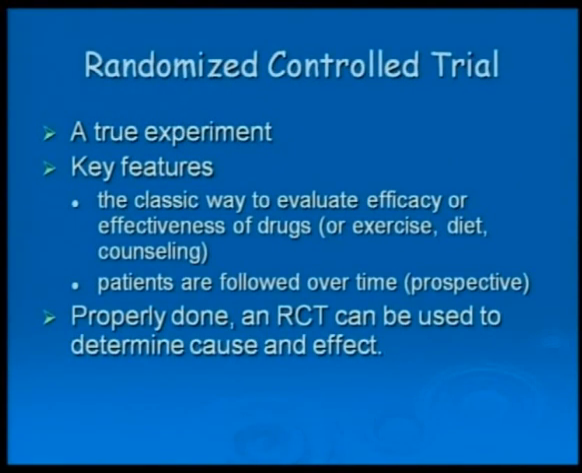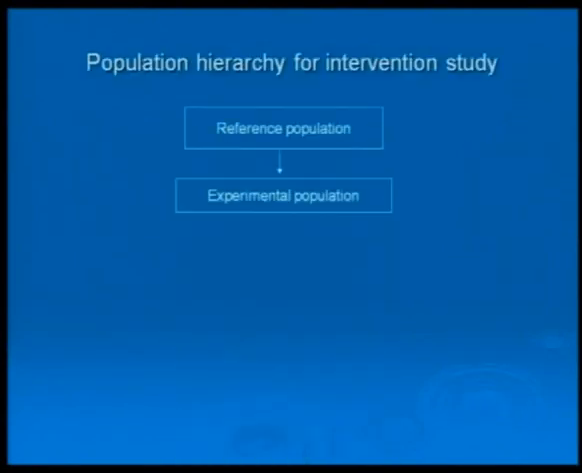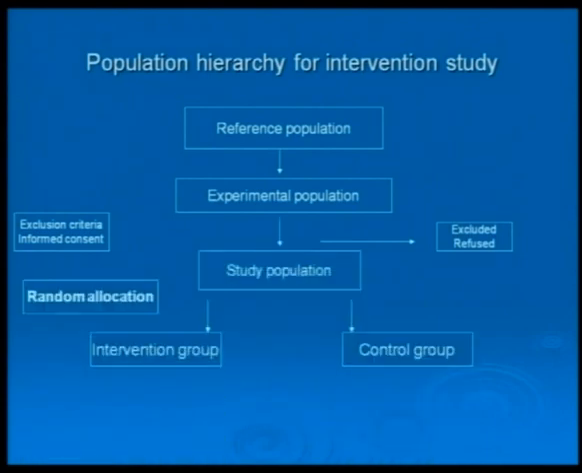So it's a true experiment, because if properly done, it can be used to determine cause and effect. And these are the basic steps of how we should design an RCT. First, we have to make a protocol, that means prepare the protocol, just like we prepare a thesis protocol, it's exactly the same thing. Second, selecting the reference group and the experimental population. Then we randomize them, we intervene, follow up, and then at last the assessment. It is exactly the PICO format: population, intervention, comparator group, and outcome. So how do we take the reference population, then the experimental population? Suppose I am evaluating tranexamic acid in TKA.